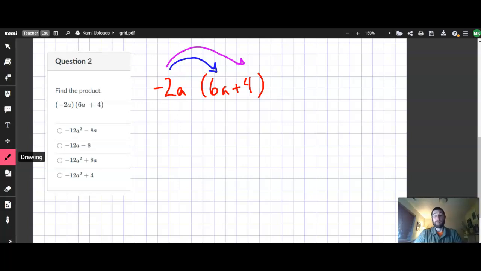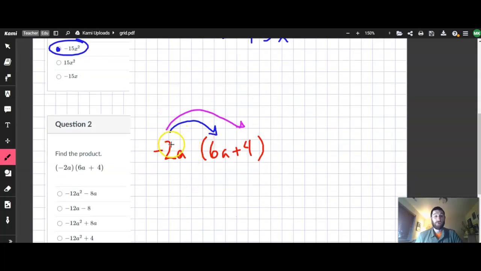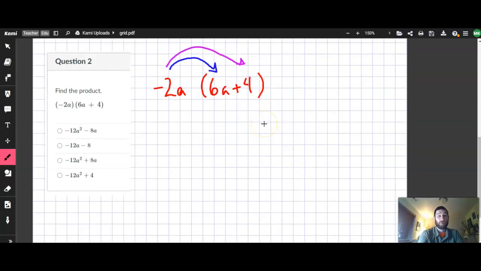And so just like before with negative 2a and 6a, when we multiplied our 5x and negative 3x, we're just multiplying our variables and multiplying our numbers. Negative 2 times 6, those coefficients multiply to be negative 12, and a times a is a squared. Then negative 2 times 4 is going to be negative 8, and then our a is still hanging out. And so we get negative 12a squared minus 8a. Ta-da! There it is.